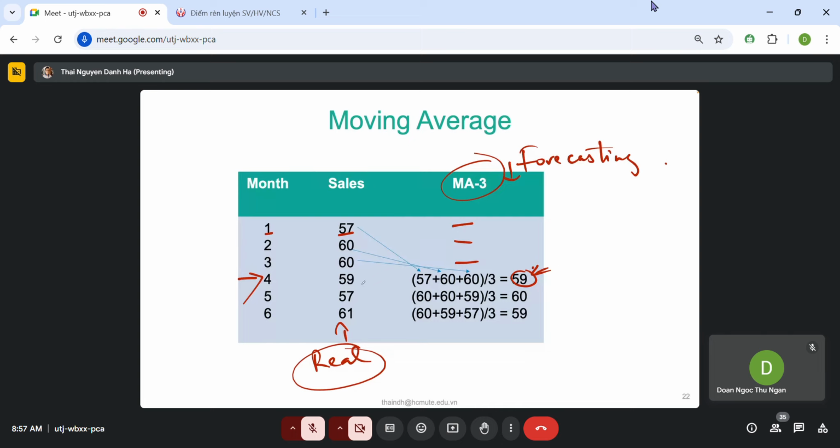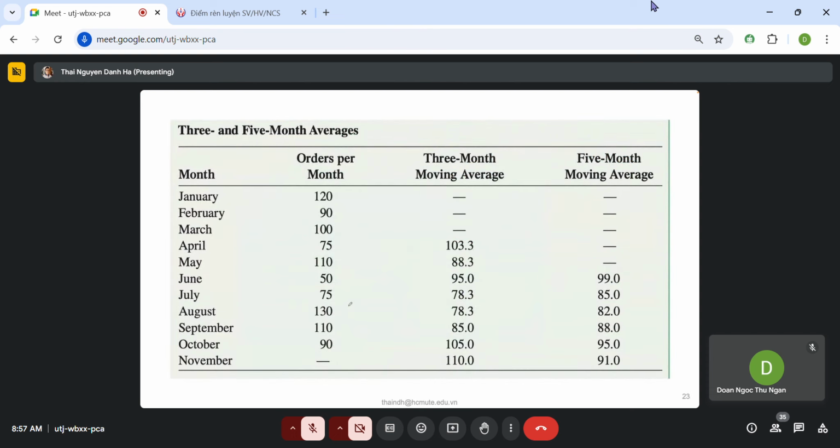And we can compare it with the real data after finishing April. And same with May. We predict the number is 60. However, the real number is 57. And same with June. Right? It's very, very simple.